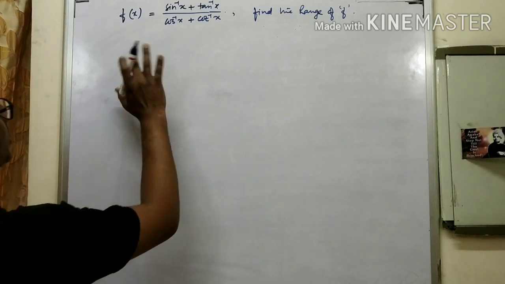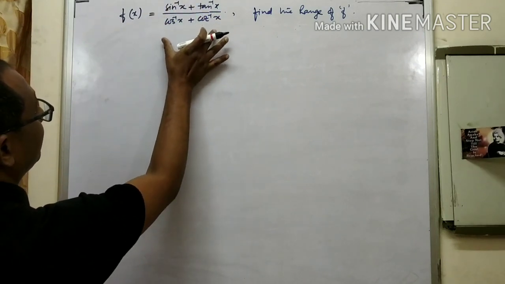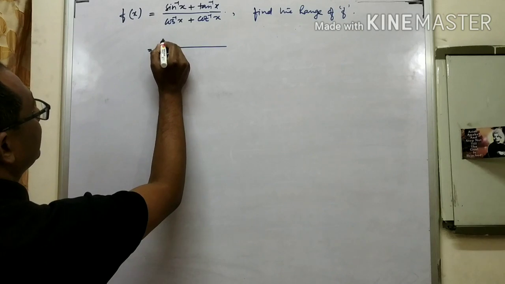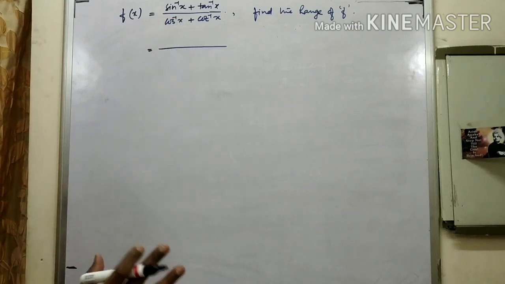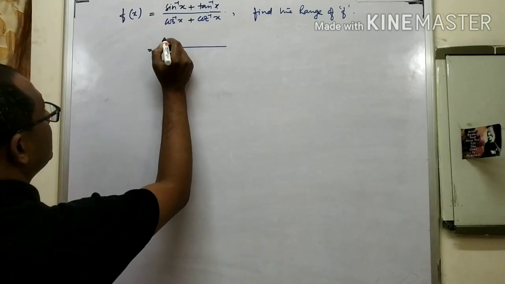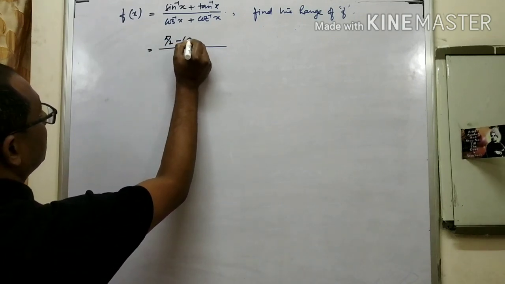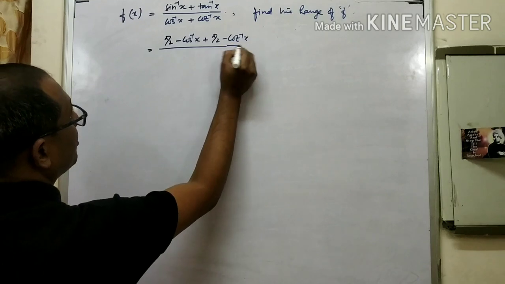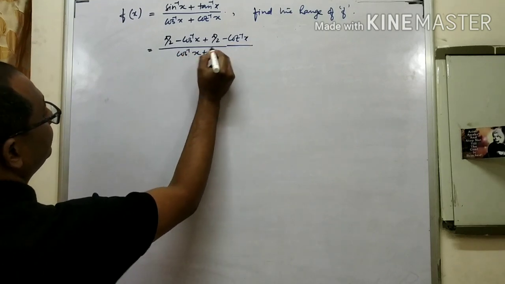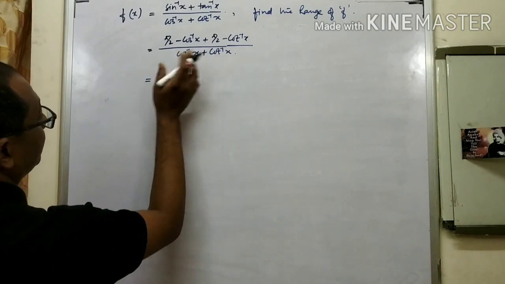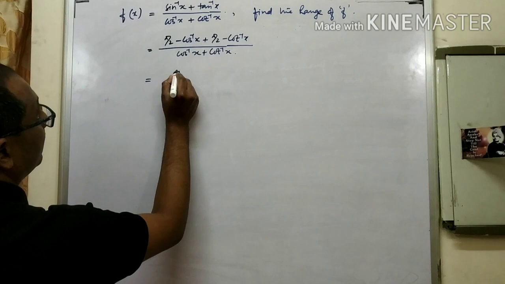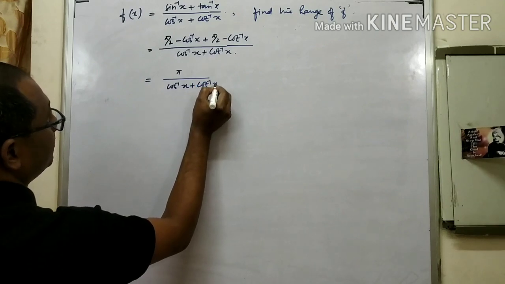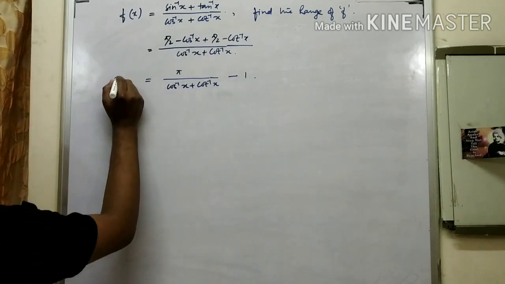Now, before proceeding to the range, let me see if it can be simplified. Sine inverse, cos inverse, tan inverse, cot inverse. So some sort of arrangement can be done. Sine inverse we'll write as pi by 2 minus cos inverse of x, and tan inverse as pi by 2 minus cot inverse of x. And obviously from here we can write f(x) equals pi by (cos inverse of x plus cot inverse of x) minus 1. So f(x) is this.